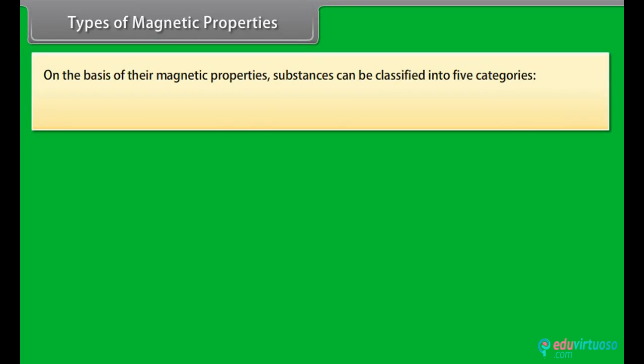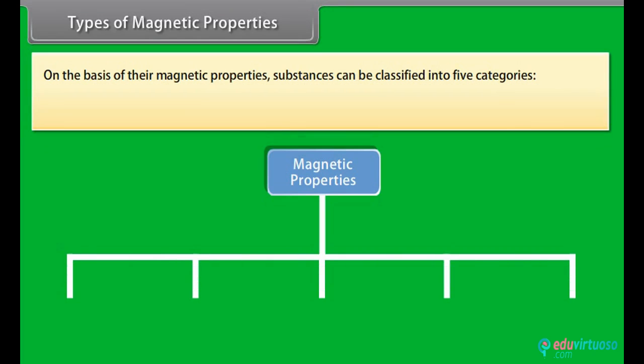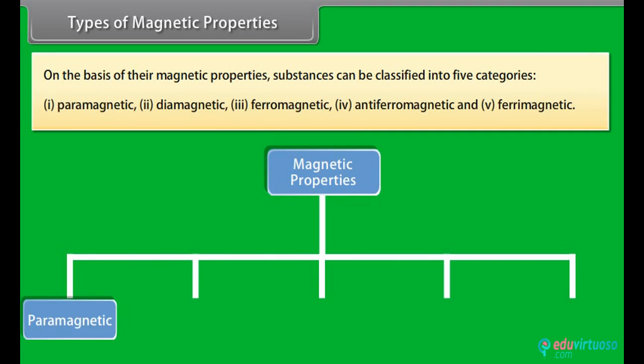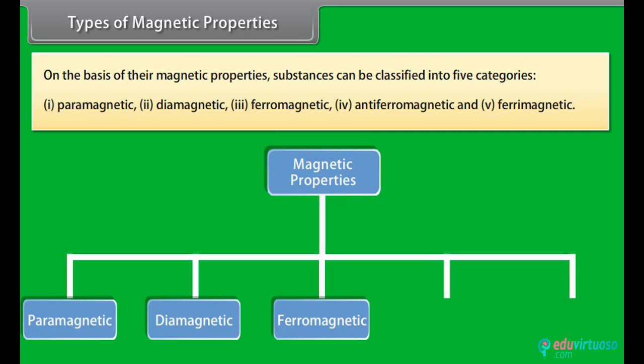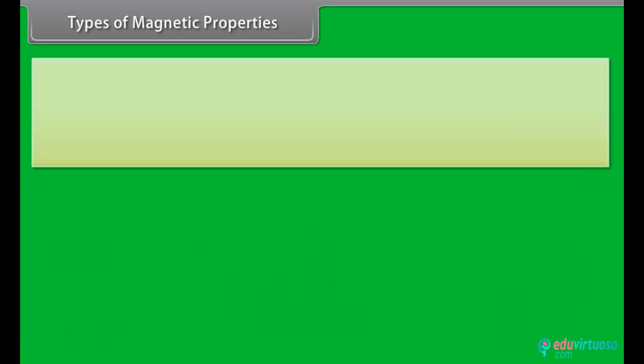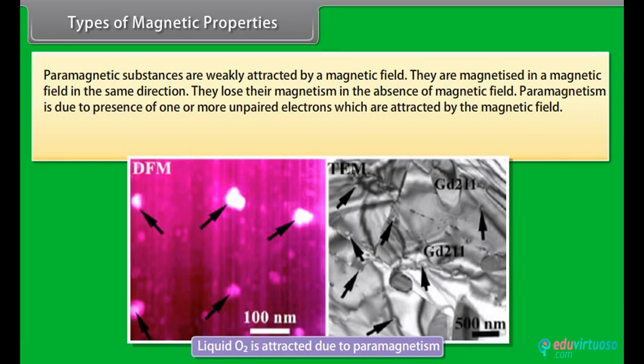Types of magnetic properties. On the basis of their magnetic properties, substances can be classified into five categories: 1. Paramagnetic. 2. Diamagnetic. 3. Ferromagnetic. 4. Antiferromagnetic. And 5. Ferrimagnetic. Paramagnetic substances are weakly attracted by a magnetic field.